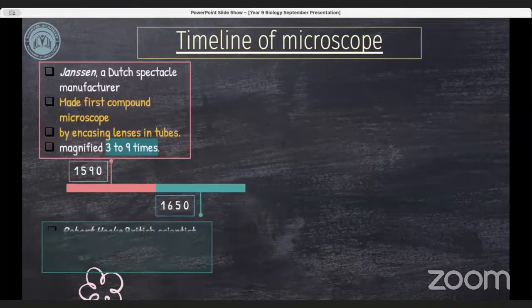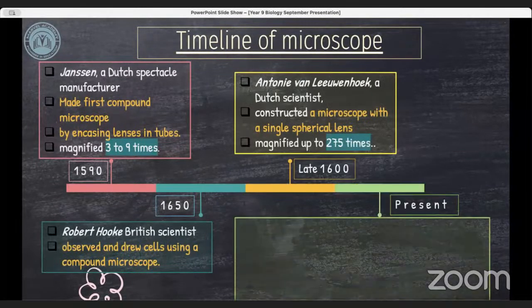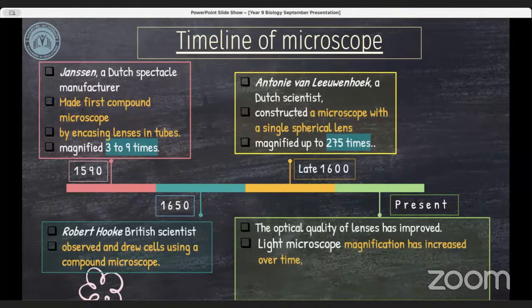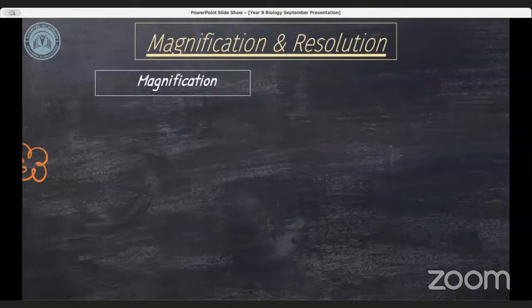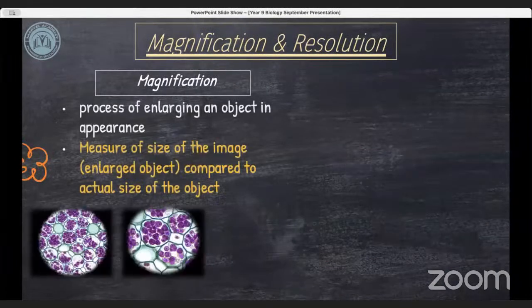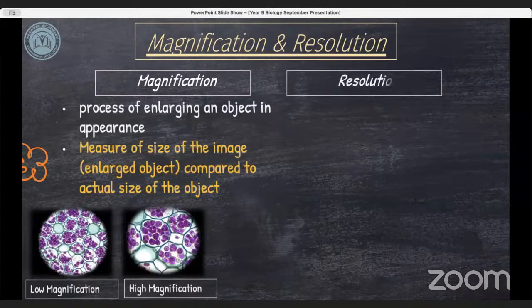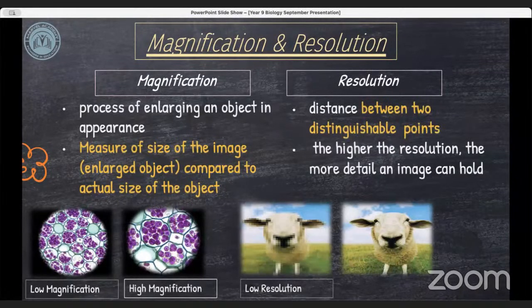Then, children, we learned about the timeline. This is for your knowledge, how the microscope evolved. Then, children, the last part we did was the calculation. Magnification and resolution, we identified the differences. Magnification is how enlarged an object is in relation to its real appearance. Resolution means, children, the distance between two distinguishable points.